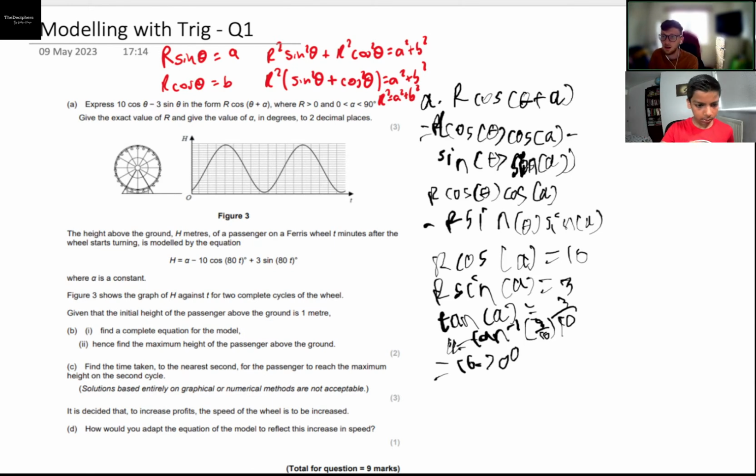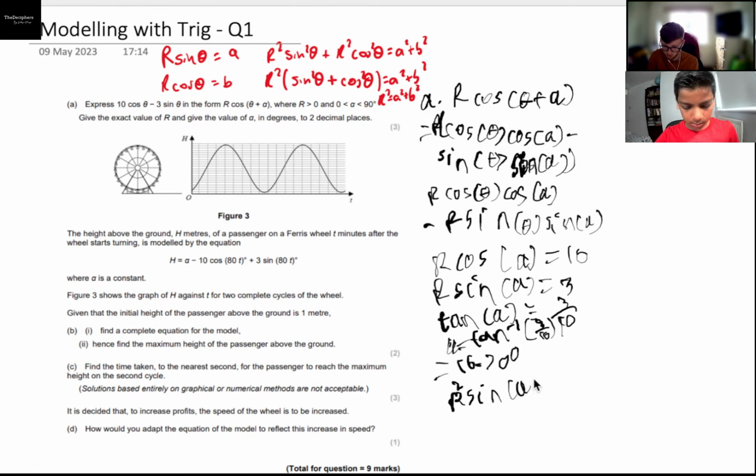So we could use that idea, and that always works. When you have r sine theta equals a and r cos theta equals b, you can use that trick. I mean, you can find r without finding theta first. So it's just a result from Pythagoras.